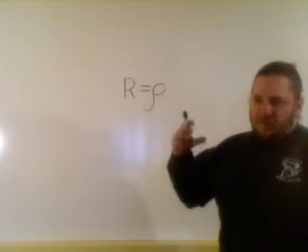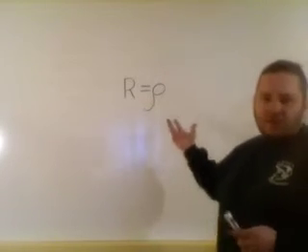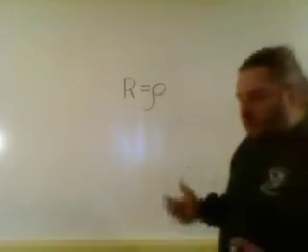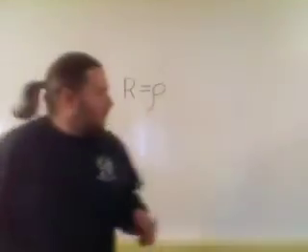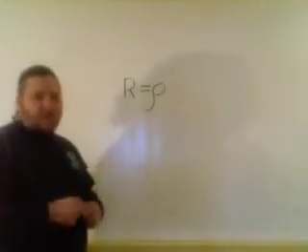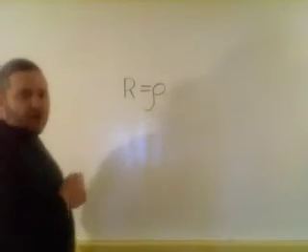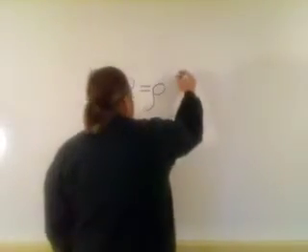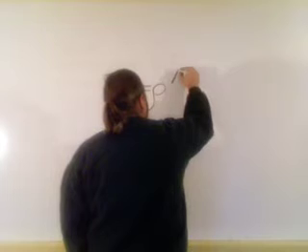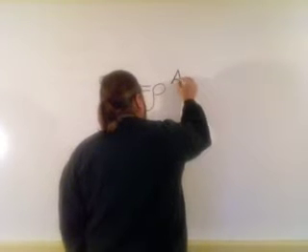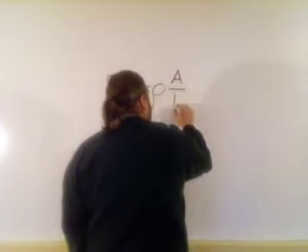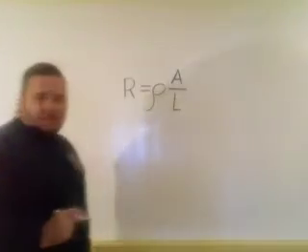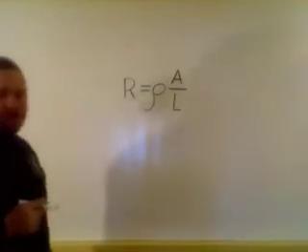Okay? So in some cases that rho value, in the case of copper, it's 1. And in other cases it may be thousands. Okay? Cool? And then that rho value times the cross-sectional area of that pipe, divided by the length of that pipe. Cool? That is the definition of resistance.